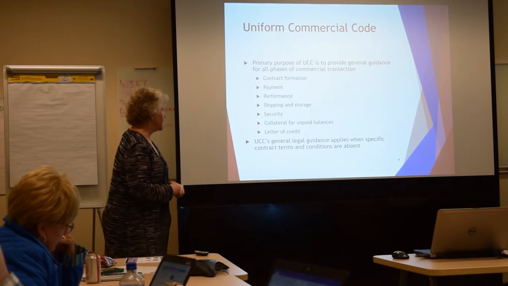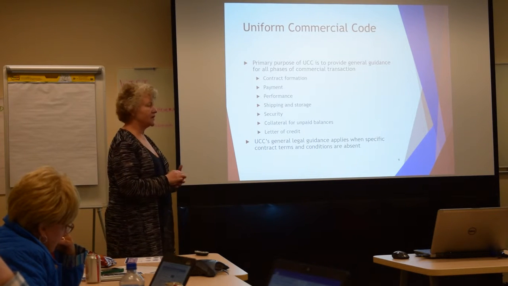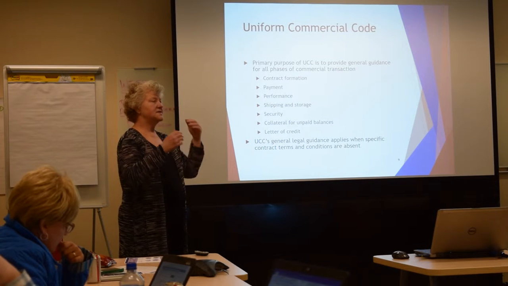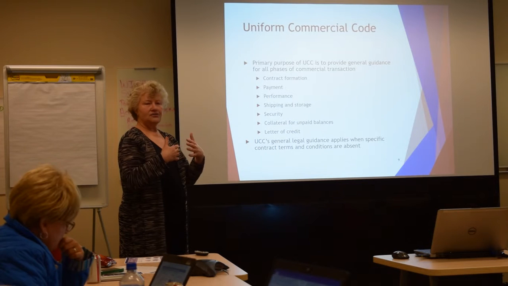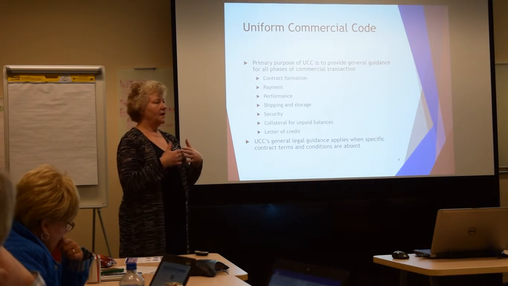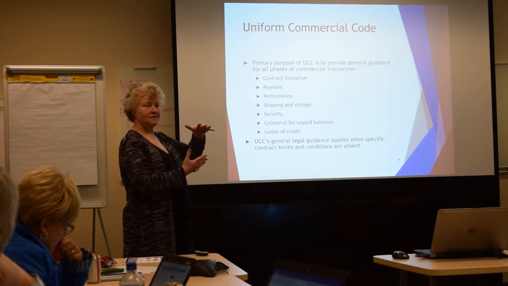The general legal guidance applies when specific contract terms and conditions are absent. So basically, if two business people get together in a bar and put together a contract on the back of a napkin, the Uniform Commercial Code is what fills in all the gaps, right?